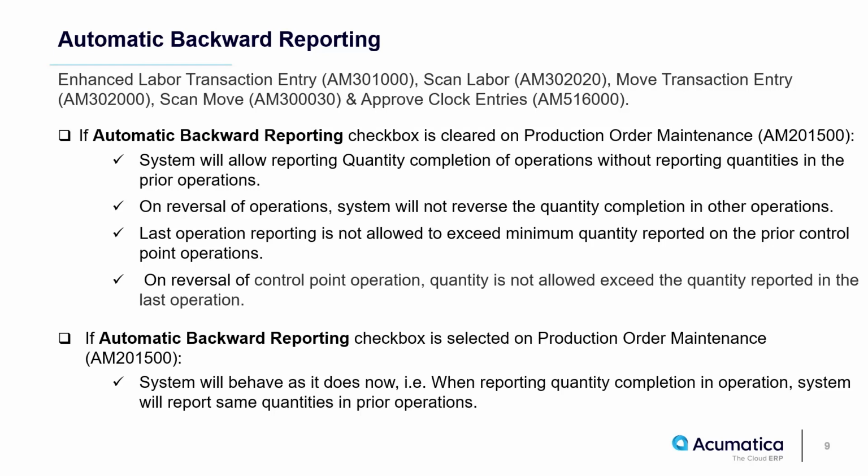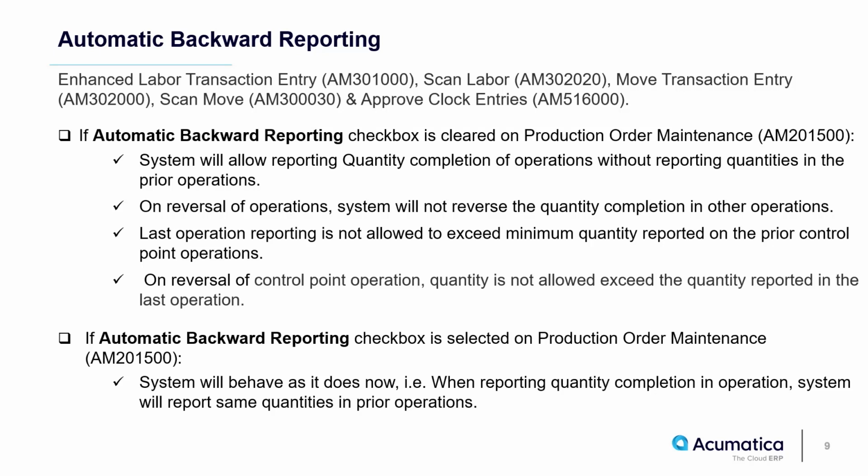So what does this all mean? We've enhanced the labor transaction, scan labor, move transaction, scan move, and approve clock entry screens to consider the behavior of sequential or non-sequential reporting. So, if the automatic backward reporting checkbox is cleared, this means that we are allowing the production order to be reported non-sequentially. A user can report a quantity on any operation without having to report a quantity on a prior operation. On reversal, when an operator reports a reversal, it will only reverse the operation that they are reporting on.